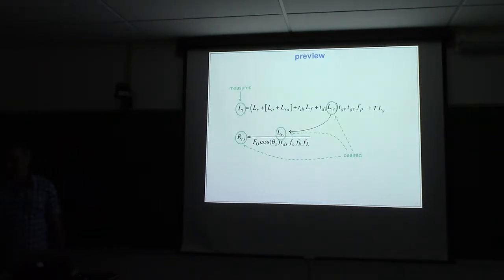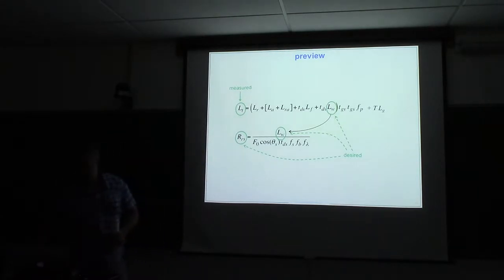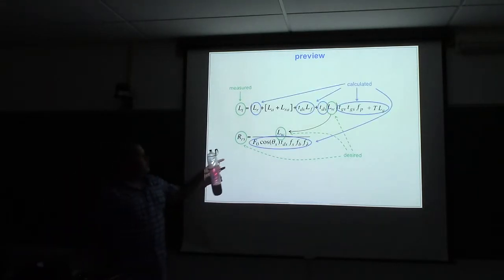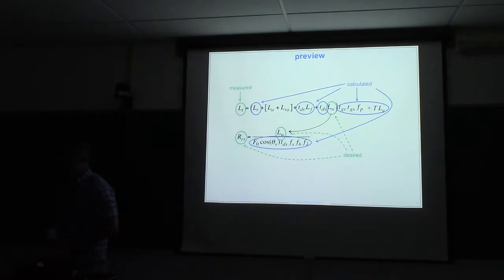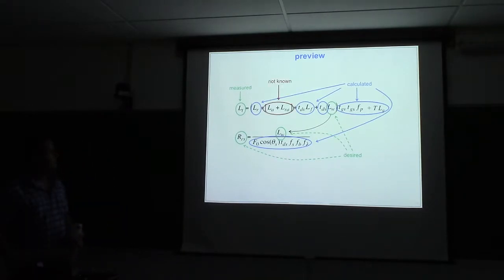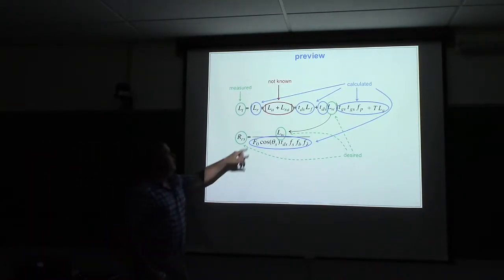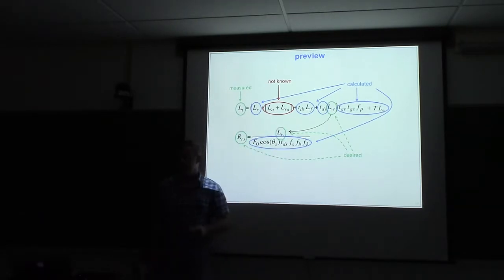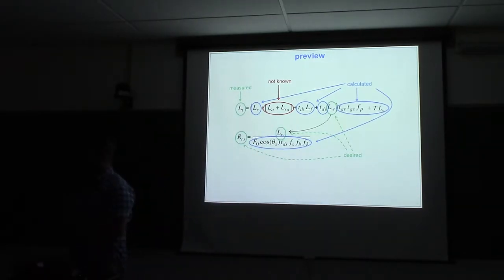Okay, here's the preview. We measure this, we desire that. There are a number of terms that we calculate ahead of time, which is nice. And then there is the biggest problem in atmospheric correction, the one unknown that we have to assign pixel by pixel using a number of assumptions.